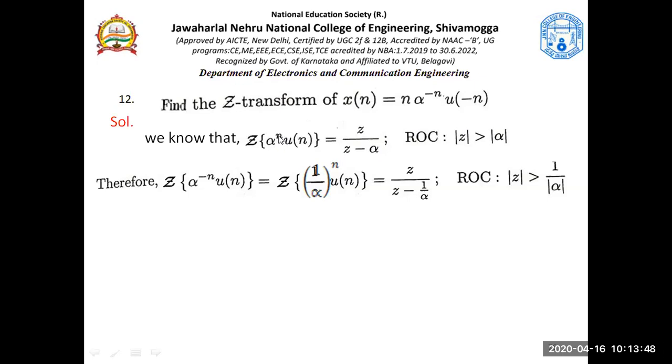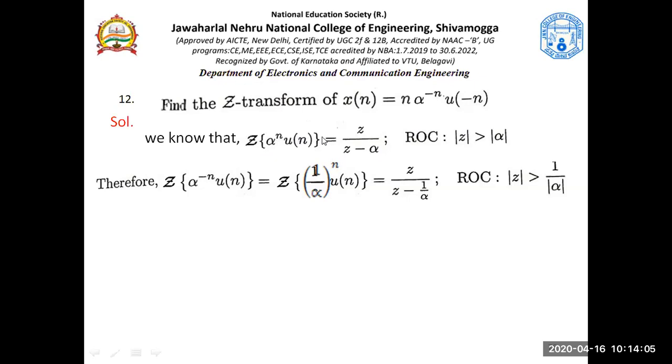We have alpha power minus n, we have u of minus n. That needs to be obtained. So how to obtain that? Needs to be looked at. Okay, see here, one way of obtaining this from this, I'll teach you now.